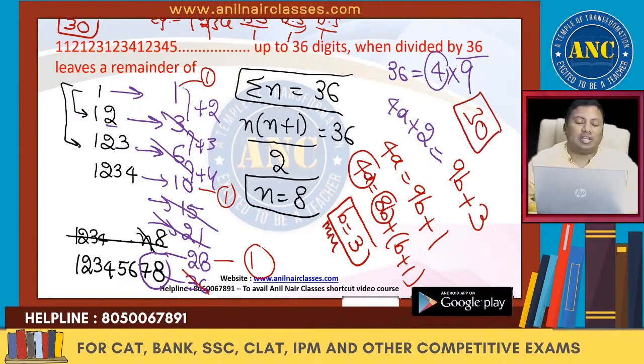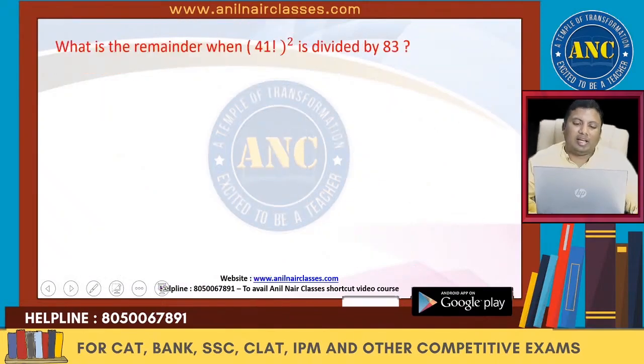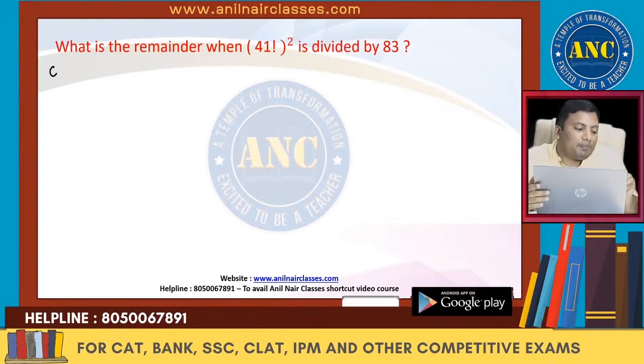Answer for this question is 30. I hope the idea is clear. Another one: what is the remainder when 41 factorial whole square is divided by 83? 83 is a prime number.